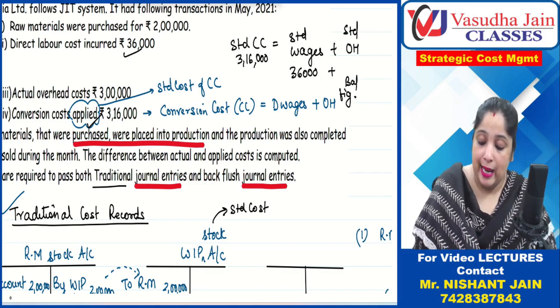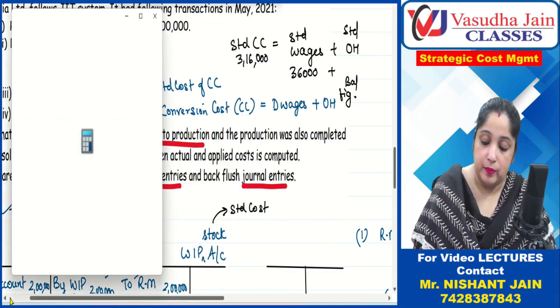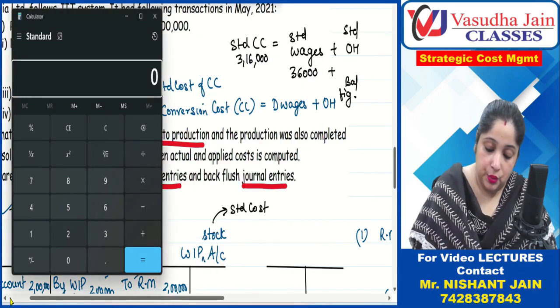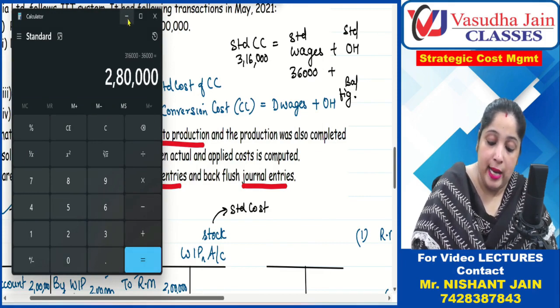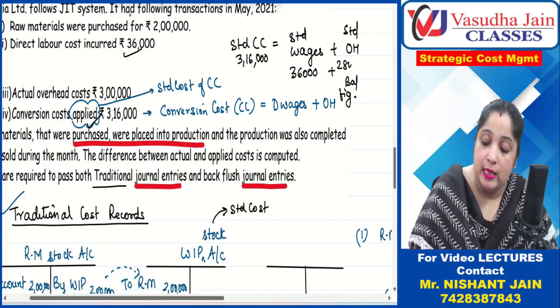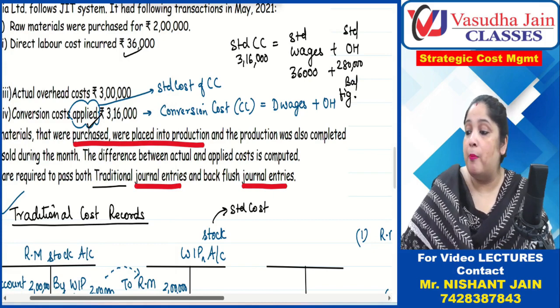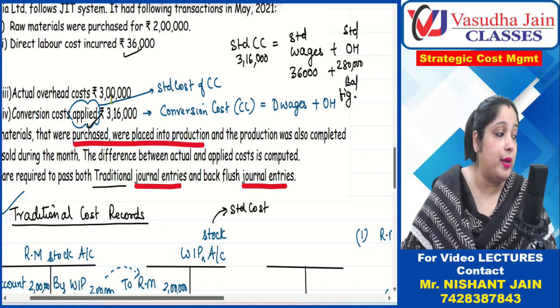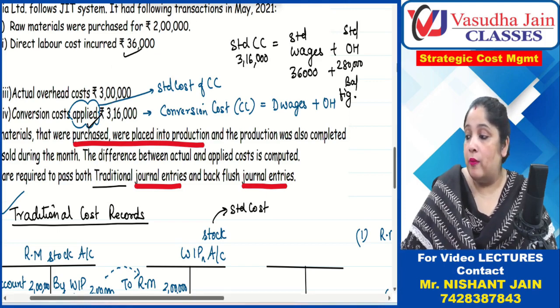Now if you see in the calculator, 3,16,000 minus 36,000, so the balancing is 2,80,000. So basically 2,80,000 is your standard overheads, which should have been incurred, but you have incurred 3 lakh overheads, right? You have incurred 3 lakh overheads.